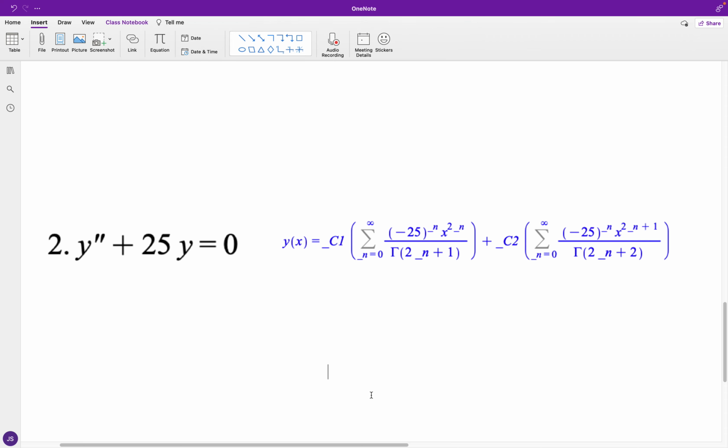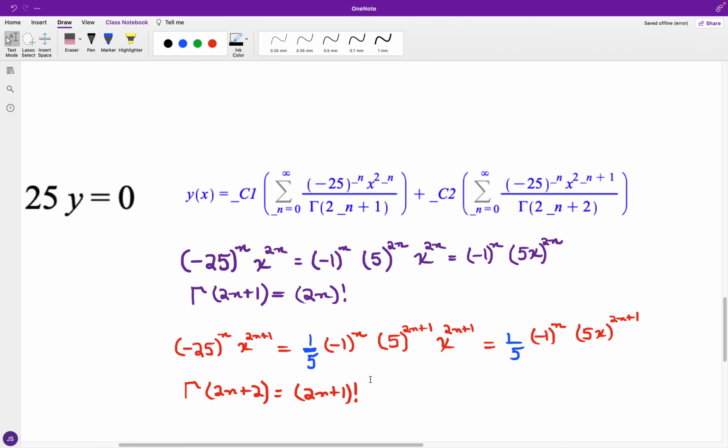Okay, for the second differential equation, this is what we had in Maple, and I'm going to have to make some adjustments to what we have in the numerator and denominator. So, just cleaning up what we have in the exponents and converting from gamma to factorial notation. Okay, so for the first summation, negative 25 to the n times x to the 2n. If I draw out the negative, I have negative 1 to the n.